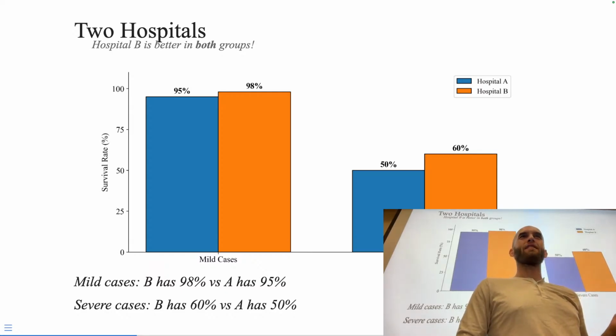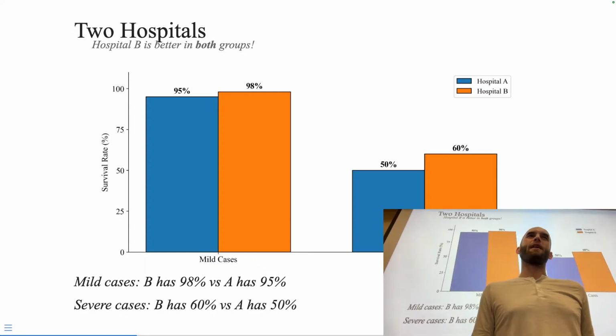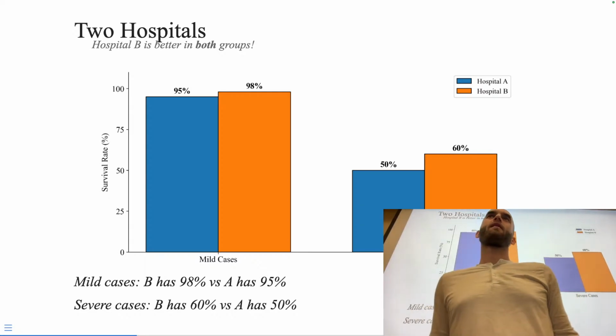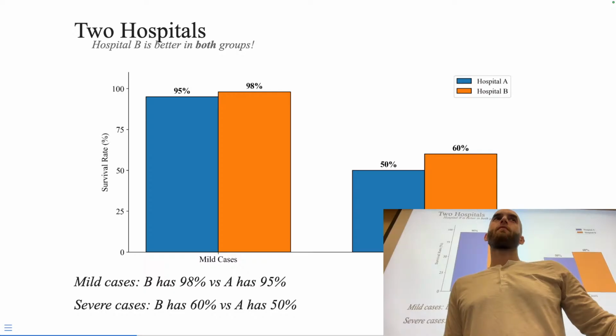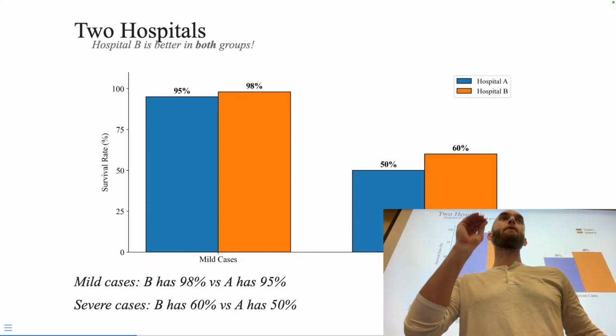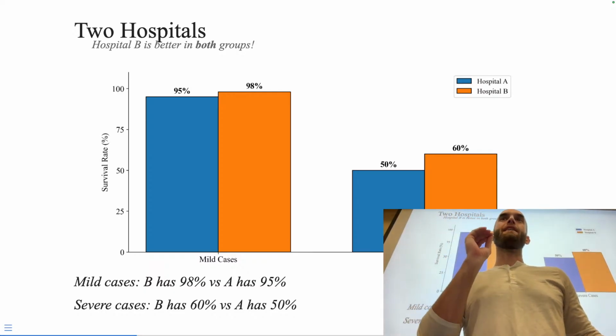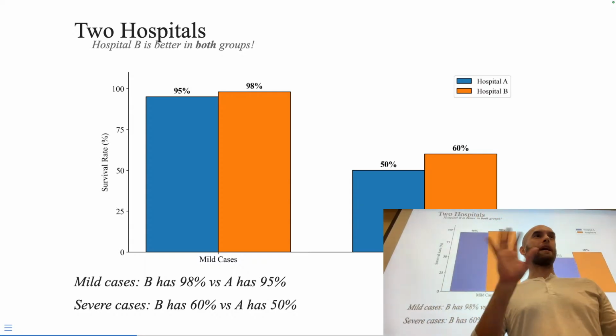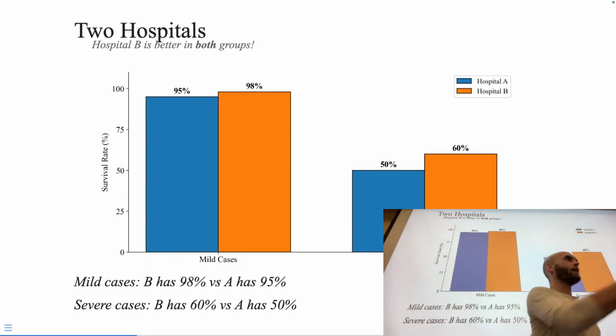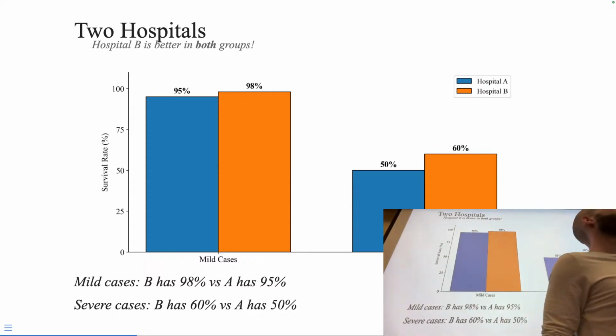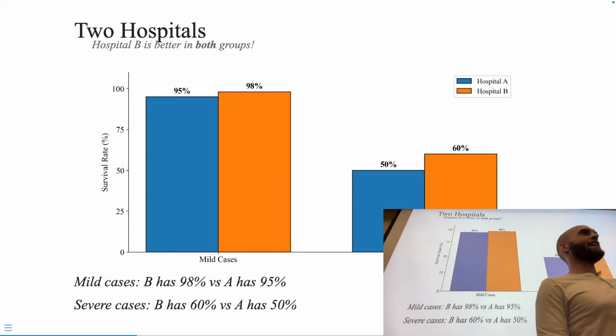Hands up for A. Hands up for B. Someone explain to me what just happened. Hospital A, on average, has a higher survival rate. But when we break it out by category, Hospital B has the higher survival rate by category. Yeah, I was going to say that. So Anthony was going to say exactly what I just said.